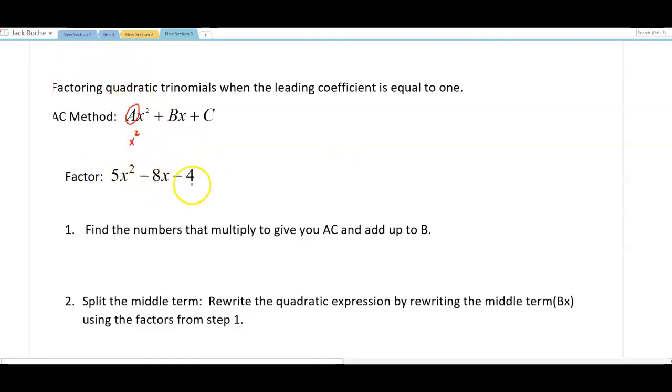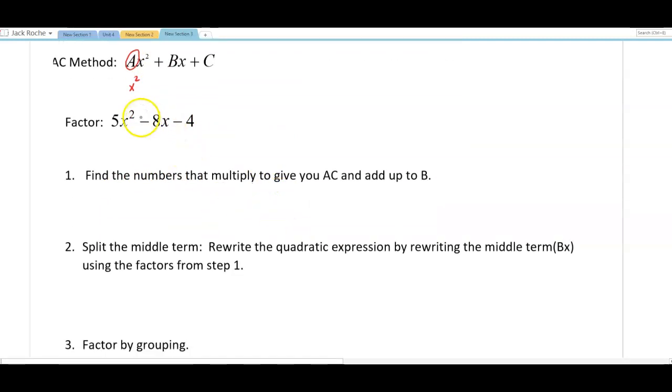Now the first thing we're going to do when we use the AC method to factor one like this is find the numbers that multiply to give you AC. So if this is A, this is B, and this is C, AC, if I take 5 times negative 4, that gives me negative 20, and add up to B, which is negative 8. So what numbers multiply to give you negative 20 and add up to negative 8? Well, that would be negative 10 times 2. And that's because negative 10 plus 2 would give me negative 8.